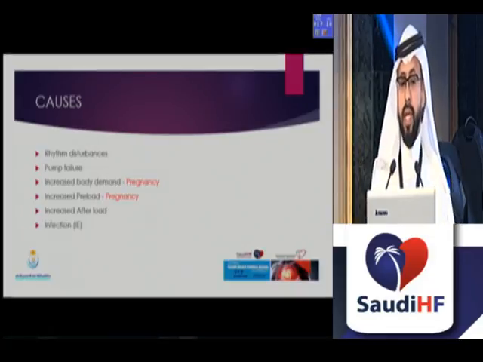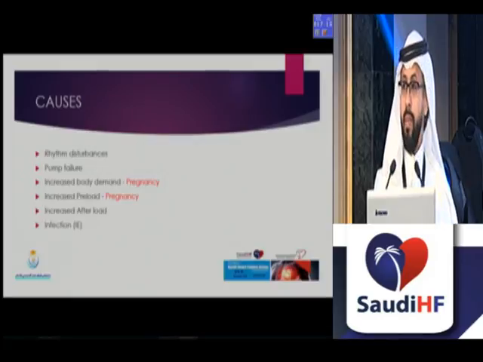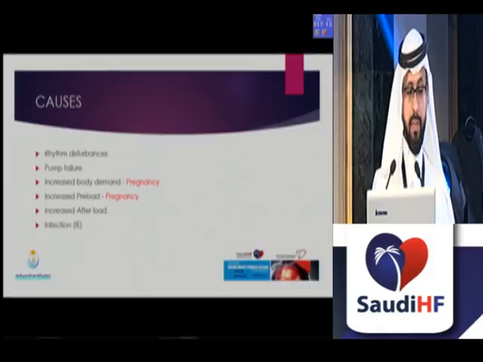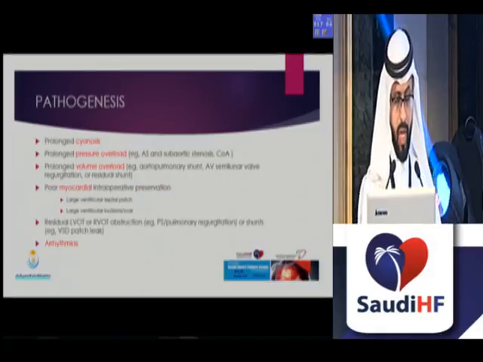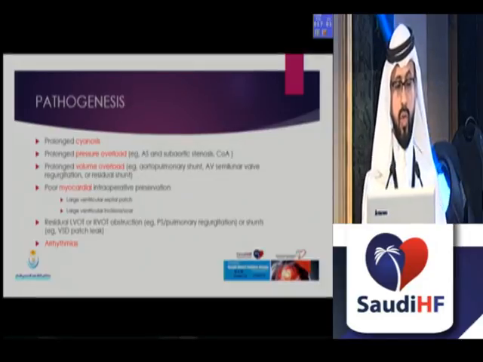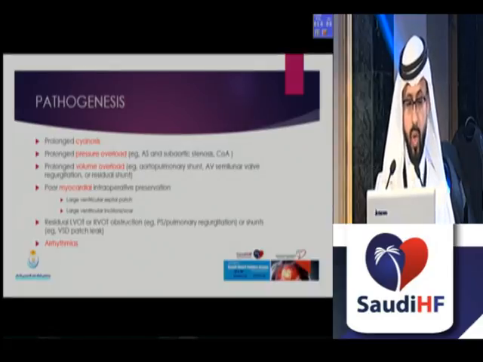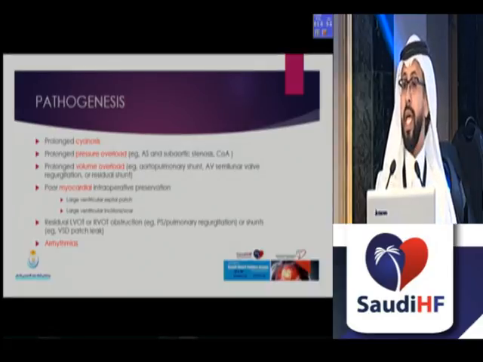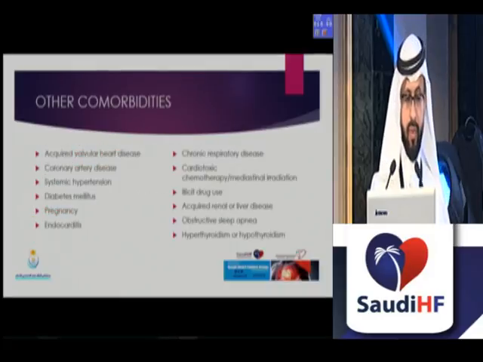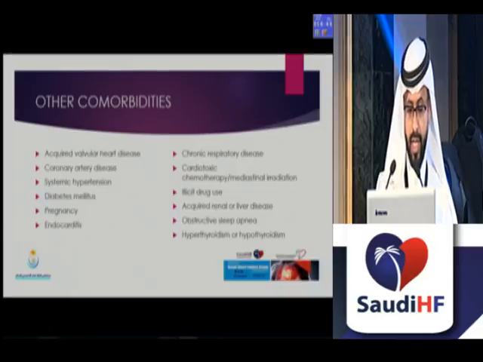The causes, basically, are when there is a rhythm disturbance or a pump failure or increased body demand, like pregnancy, increased preload, increased afterload, or infection. The pathogenetic underlying causes here are cyanosis, pressure overload or volume overload, and myocardial dysfunction, either secondary to the pump, like acutely, or because of the procedure itself, and of course arrhythmias. These are comorbid factors that have to be considered in adult patients.